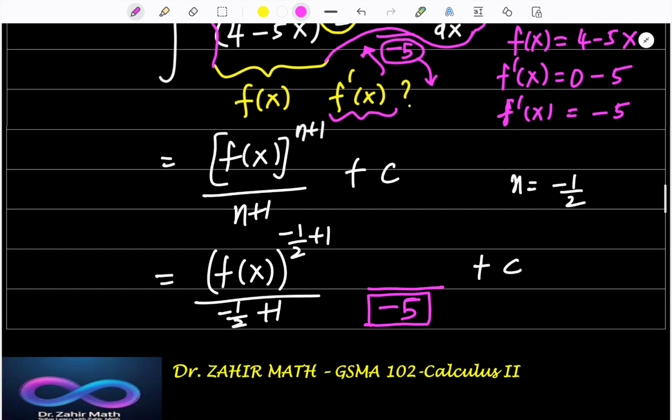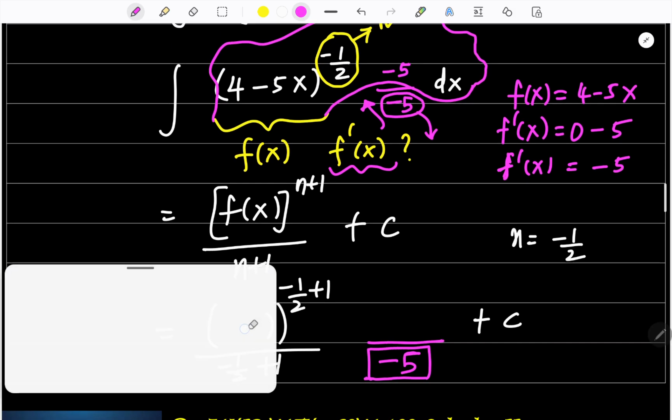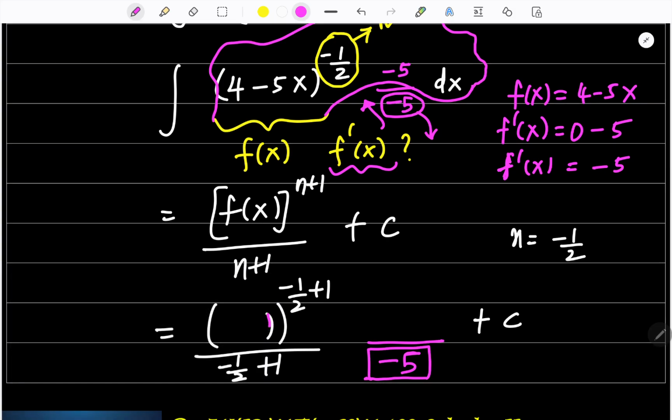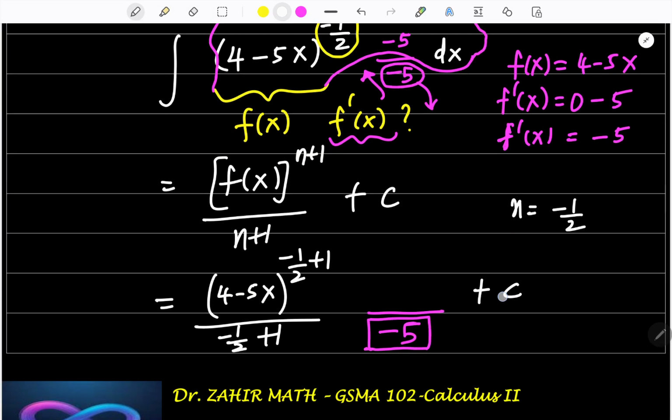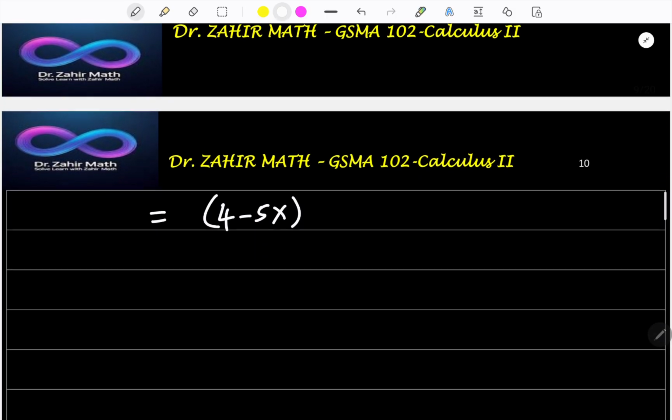So this equals, I'm sorry, this is not your f of x. Okay, sorry. Right, let me remove this. Your f of x is what? 4 minus 5x. I'll write in another color. Okay. So it's 4 minus 5x. So this equals 4 minus 5x to the power minus half plus 1.